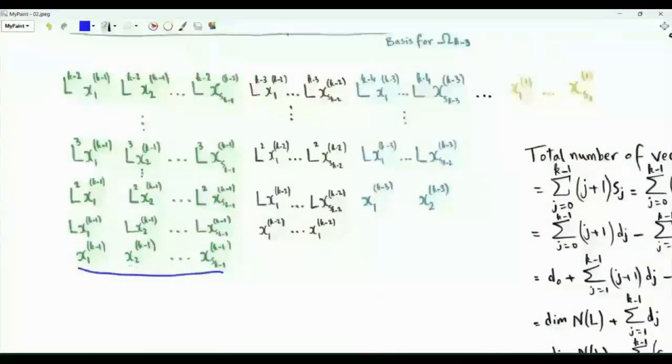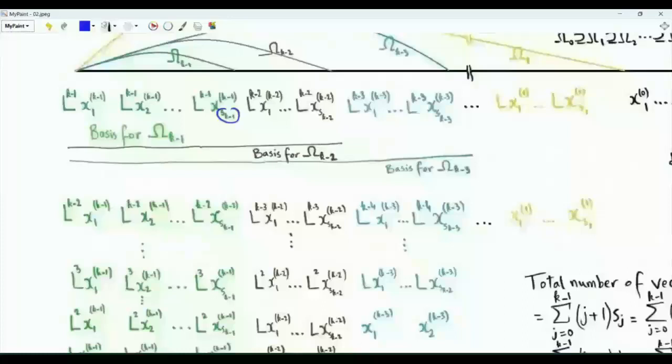What we do here is that we take those vectors and multiply each by L, multiply each by L squared, all the way to L^(k-1). And those again are W1, W2, all the way to W_{s_{k-1}}. Here we are constructing the Jordan chain, which, as we will see, will help us achieve our goal.